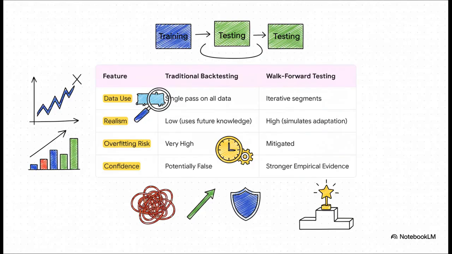And this table just lays it all out, plain and simple. Think about a traditional backtest. It's like you're studying for an exam, but you have the answer key right there. You're guaranteed to get a perfect score, but did you actually learn anything? No. Walk-forward testing is totally different. It forces you to learn on one set of data and then prove you know your stuff on a completely new set. That's why the risk of overfitting plummets and the confidence you get is actually real.